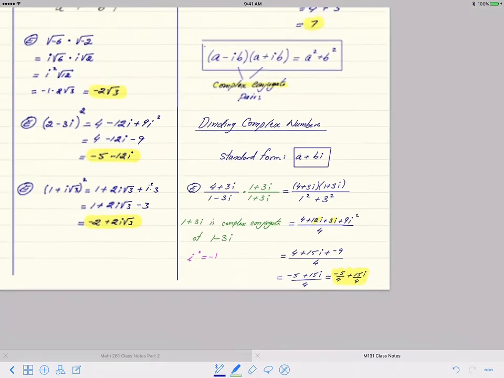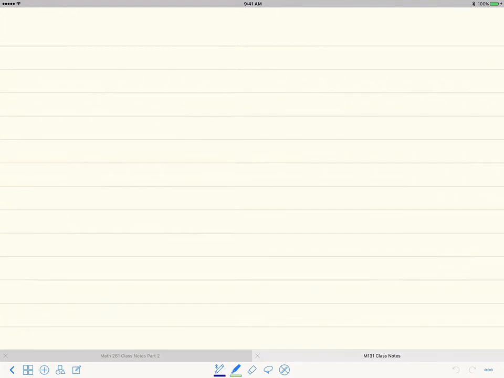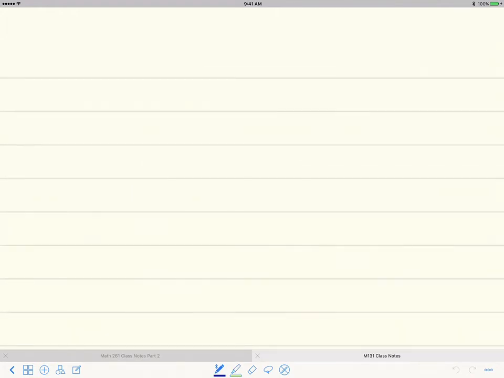So let's take one more example. As a matter of fact, for this example, just to practice, what I'd like you to do is I'd like you to pause the video and see if you can work this out yourself. The question is negative 3 plus i over 5 plus 3i. So go ahead and pause the video right now and come back and we'll do this together.